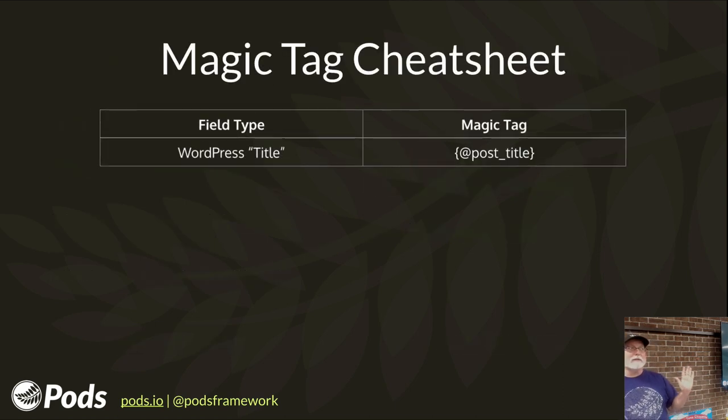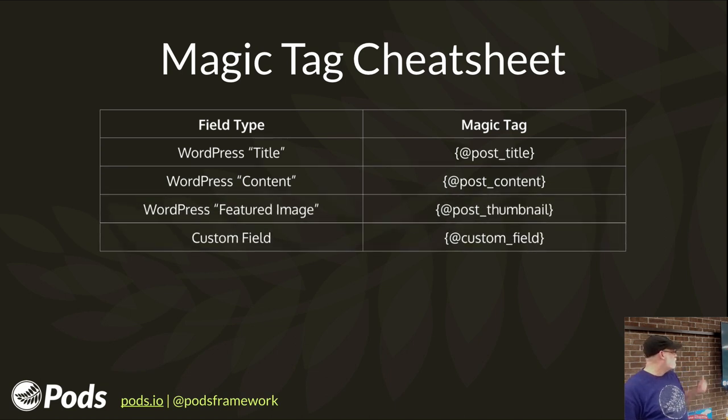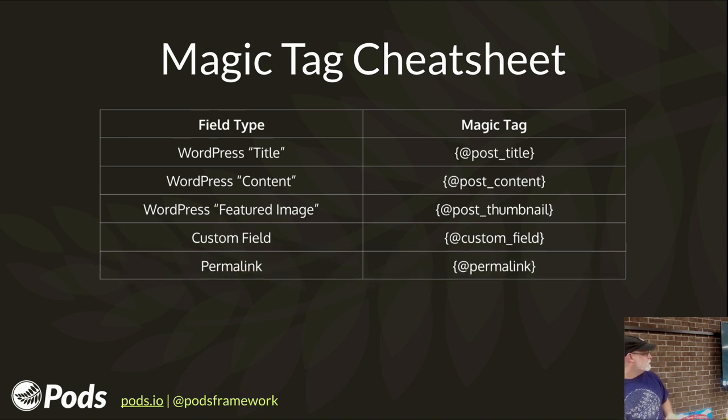And it allows us to basically reuse a little box of content in multiple places throughout our website, wherever we need it. And this is going to be a magic tag cheat sheet. That's what we call little fields that pop in, or magic tags. So the WordPress title is the post_title. The WordPress content is the post_content. The WordPress featured image is the post_thumbnail. A custom field that you create in Pods, remember those little names that pop down from the label, that little programmatic name, like email_address or phone_number? That's what that custom field is. So those are what those little guys are. The permalink, which is the link for the actual page on your website for that post, is permalink.